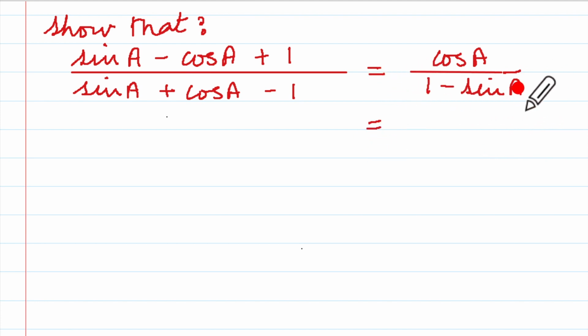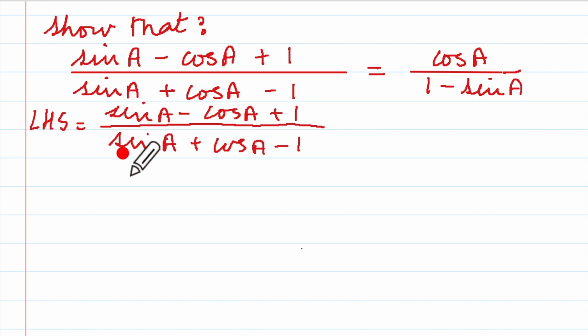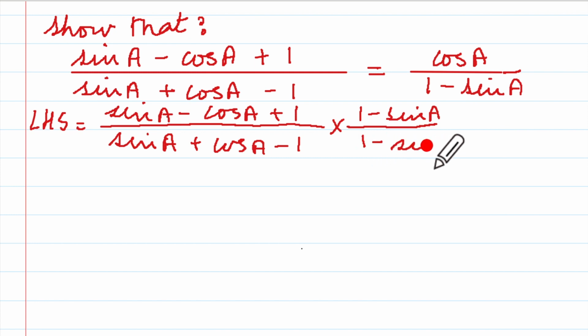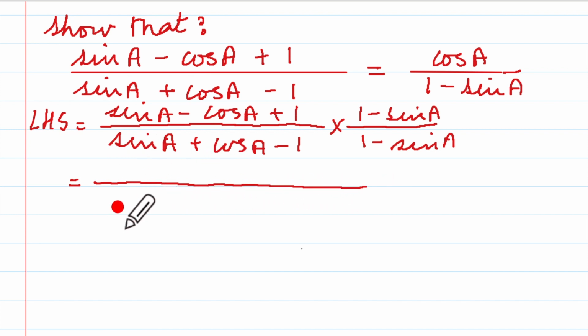Because we want 1 minus sin A, we are going to rationalize this LHS with 1 minus sin A upon 1 minus sin A. So we write LHS equal to sin A minus cos A plus 1 upon sin A plus cos A minus 1, and you rationalize it with 1 minus sin A upon 1 minus sin A. Write equal to below equal to, and because we want 1 minus sin A in the denominator, it will be kept intact. We write this as it is.